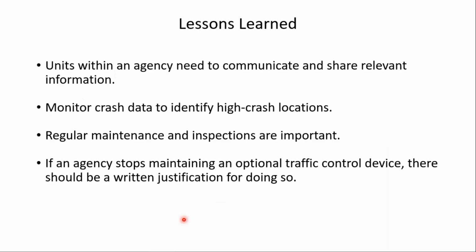So lessons learned on this one: units within an agency need to communicate. I think the maintenance unit was aware there was a safety issue. They should have shared that information with the traffic folks. And of course, it's important to monitor crash data to identify high crash locations. Regular maintenance and inspections are important.